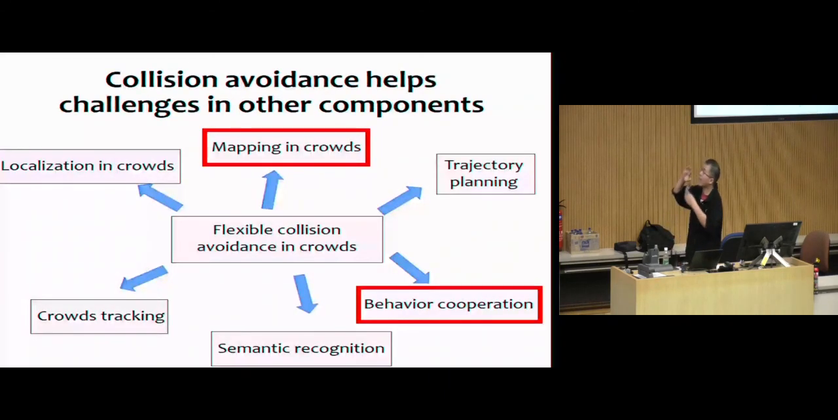So we have briefly discussed the localization problems, and now we are going to use our methods to solve the mapping and behavior cooperation in dense crowds. This is our recent work. This is much more interesting.